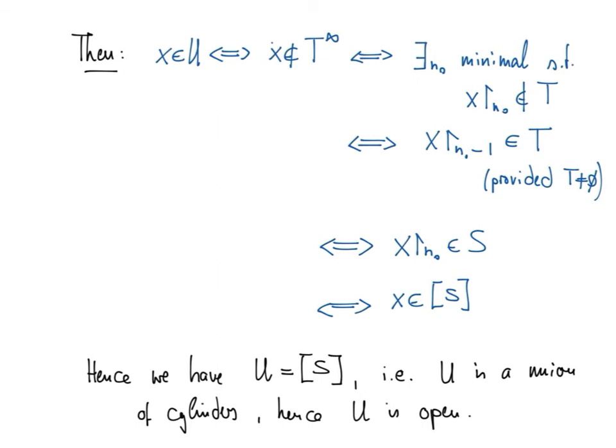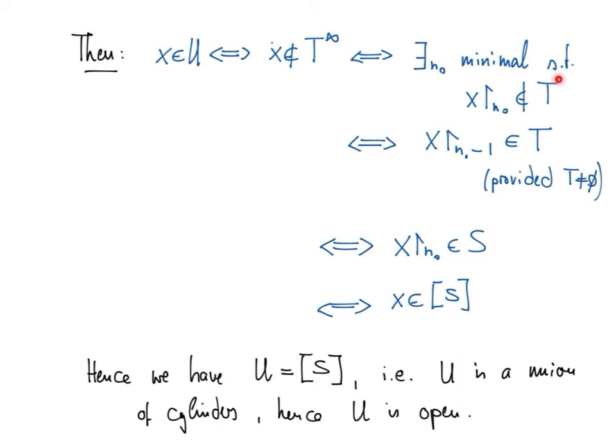Now it's not hard to see that S does the job for us, namely it induces U as an open set that is a union of the cylinders of strings contained in S. So let's assume X is in U. That's the case if and only if, by definition, X is not an infinite path through T. If X is not an infinite path through T, then at some point it must stop being a path through T. So there exists a minimal length n0 such that the initial segment of x of length n0 is not in T, because x is not an infinite path, so there must be a minimal point where it stops being a path.